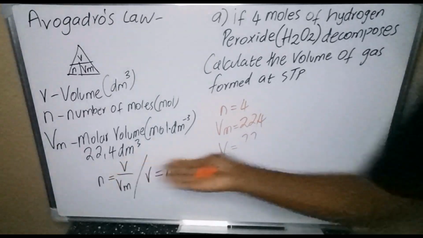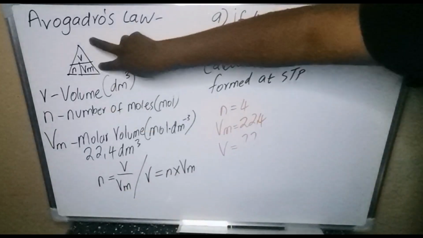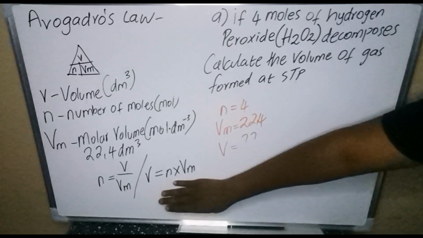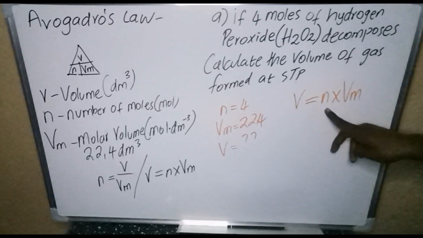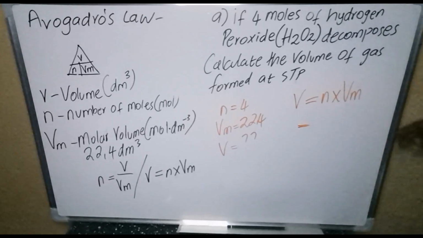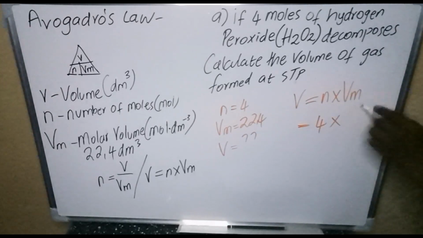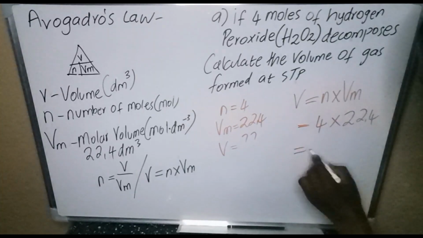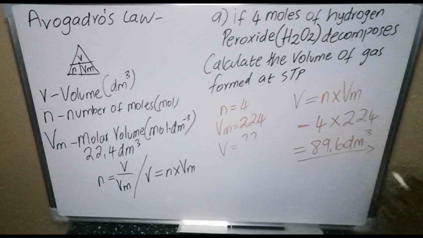Now, you can use any formula between these two. These two formulas derive from our triangle here. So you can use this one or this one to find the volume. It's not a problem. Let us use the simplest one, which is V equals N multiplied by Vm, number of moles multiplied by molar volume. The number of moles is 4. So 4 multiplied by Vm, our constant, which is 22,4. Therefore, on your calculator, it is 89,6 dm cubed. This is the answer for volume.